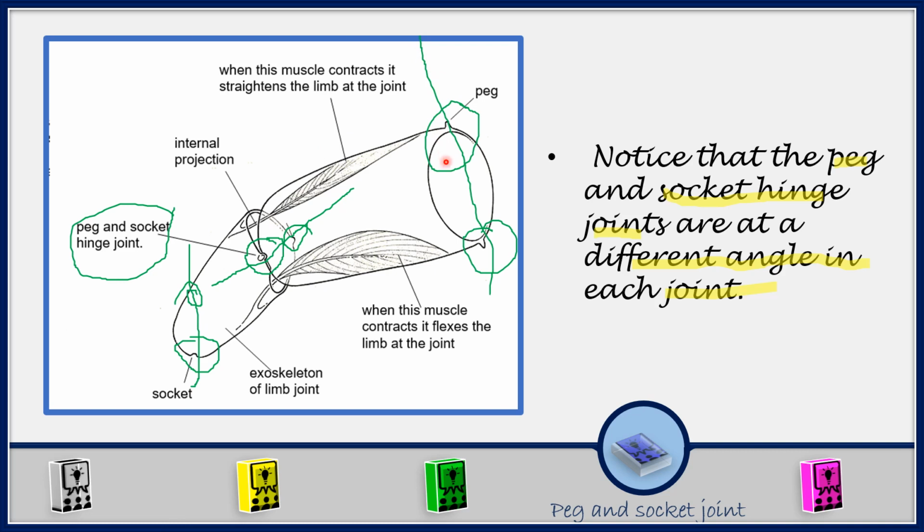So when you look at their angles, you will see that they are in different angles. This one is up, down. This one is moving across. This one is moving the other side. So that is what we are saying, that they are moving in different angles.